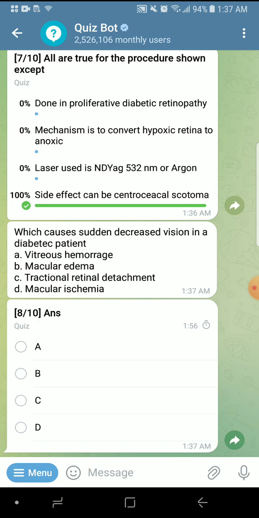The only reason for sudden decreased vision is vitreous hemorrhage. Macular edema causes gradual, painless decreased vision. Many students must have marked C option. Retinal detachment, rhegmatogenous, is sudden, but tractional takes time because of new vessels. They pull the retina slowly. That is gradual. And macular ischemia also doesn't cause sudden vision loss.